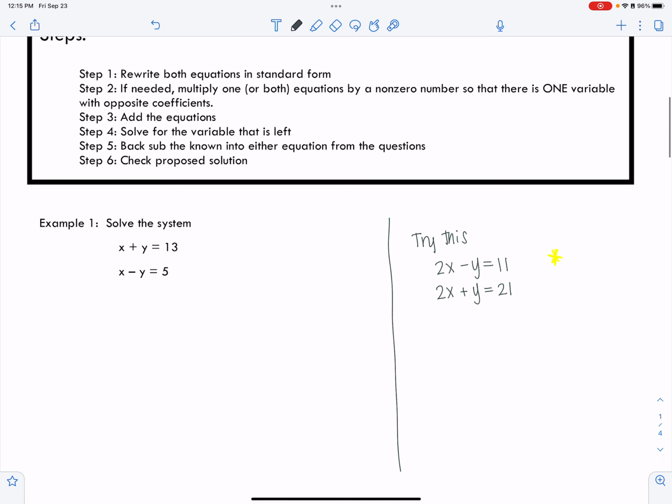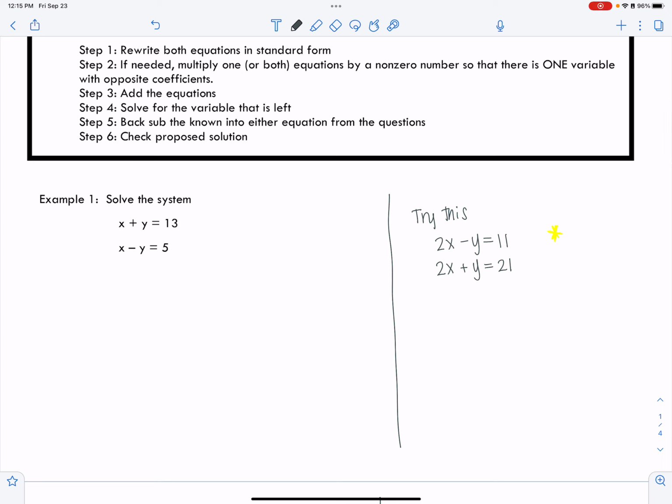All right, so here's our first example. Before we do anything, we have to make sure that the x's and the y's are lined up. Thankfully, in this example the x's and the y's are already lined up, but if not, we will have to do some rearranging. Now we're going to look down our columns and see, are there any variables that cancel already? Because if that's the case, I don't have to do anything with multiplying through. I can just go straight to adding down the columns.